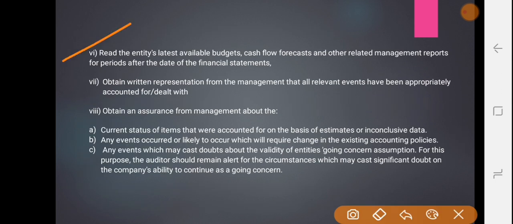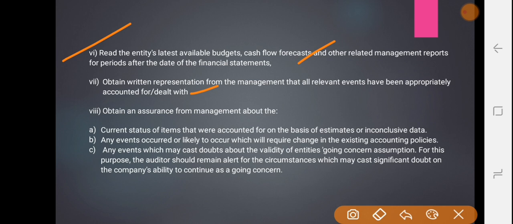Reading the entity's latest available budget, cash flow forecast and other related management reports for a period after the date of the financial statement. Then obtaining written representation from the management that all relevant events have been appropriately accounted for or dealt with.